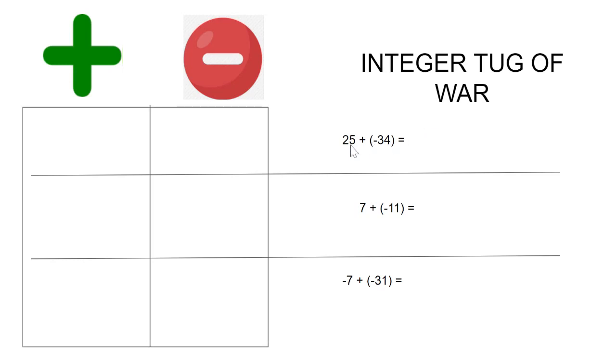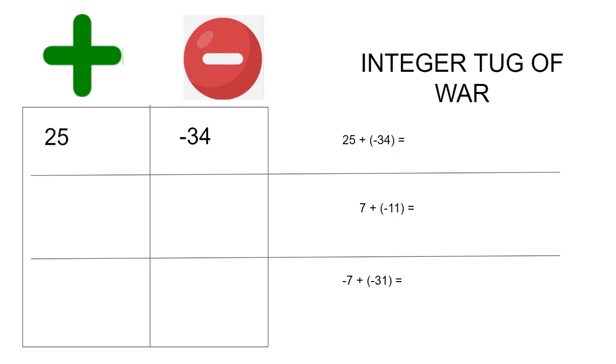Our first number here is 25. 25 is positive, so you need to put it on the positive side. Negative 34 belongs on the negative team. So we're going to put negative 34 on the opposite team. They are on 2 different teams, so we want to subtract them and find the difference. So you're going to take 34 minus 25. When you subtract them, you get 9.